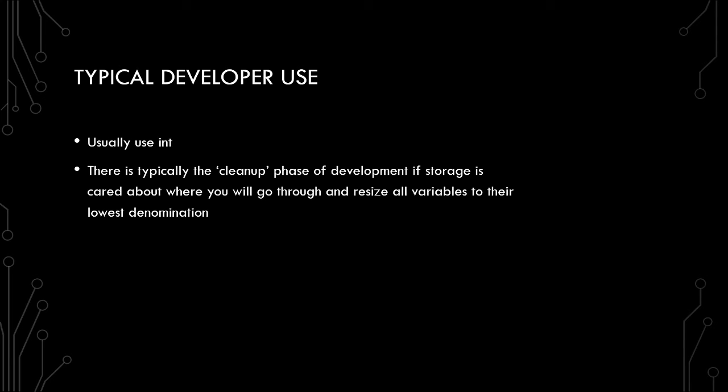So in my for loops, where I use an int to keep track of where I am, and I know I'm never going to go above 32,768 or below that, I might switch that to a short. If I never go above 127 or below negative 128, I might switch it down to a byte. But there is an issue if you were to go over it.